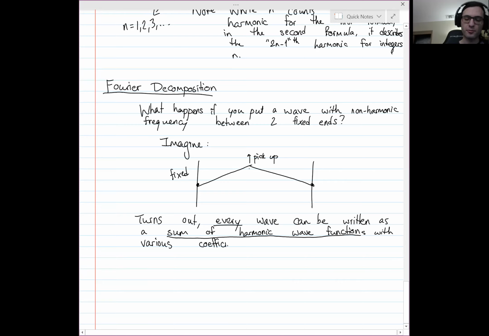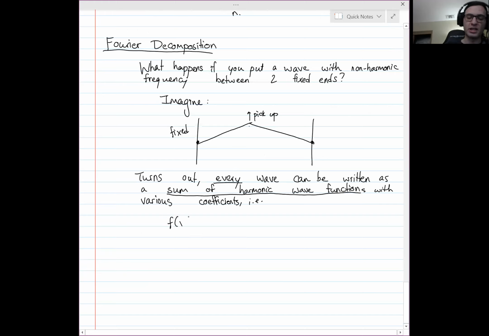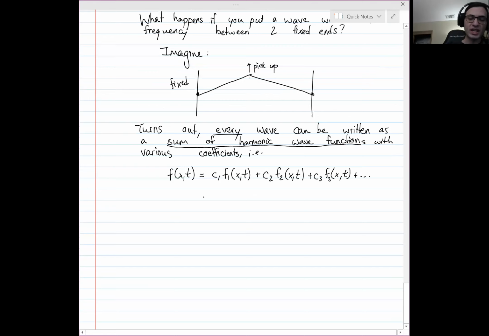And what I mean by that is if you have some wave function, say f of x and t, you can always write that, it is mathematically possible to write that as a number, call it C1, times one harmonic wave, plus another number times a different harmonic wave, plus a third number times a third harmonic wave, and perhaps all of these have different wavelengths or different frequencies or whatever. But in particular, this can be done where f sub n of x and t is the nth harmonic.